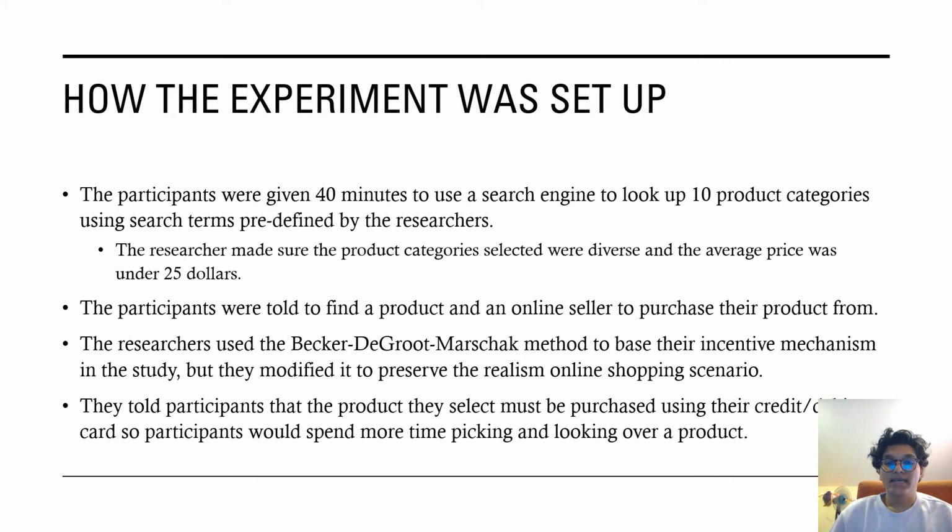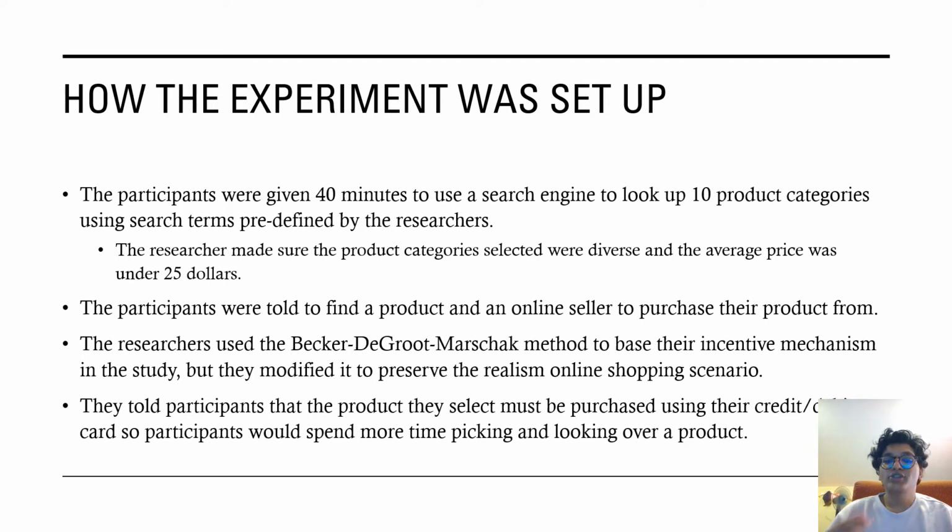How the experiment setup continued. The participants were given 40 minutes to use a search engine to look up 10 product categories using search terms predefined by the researchers. The researchers wanted to do this so the search results were consistent and every participant had the same results when they did it.